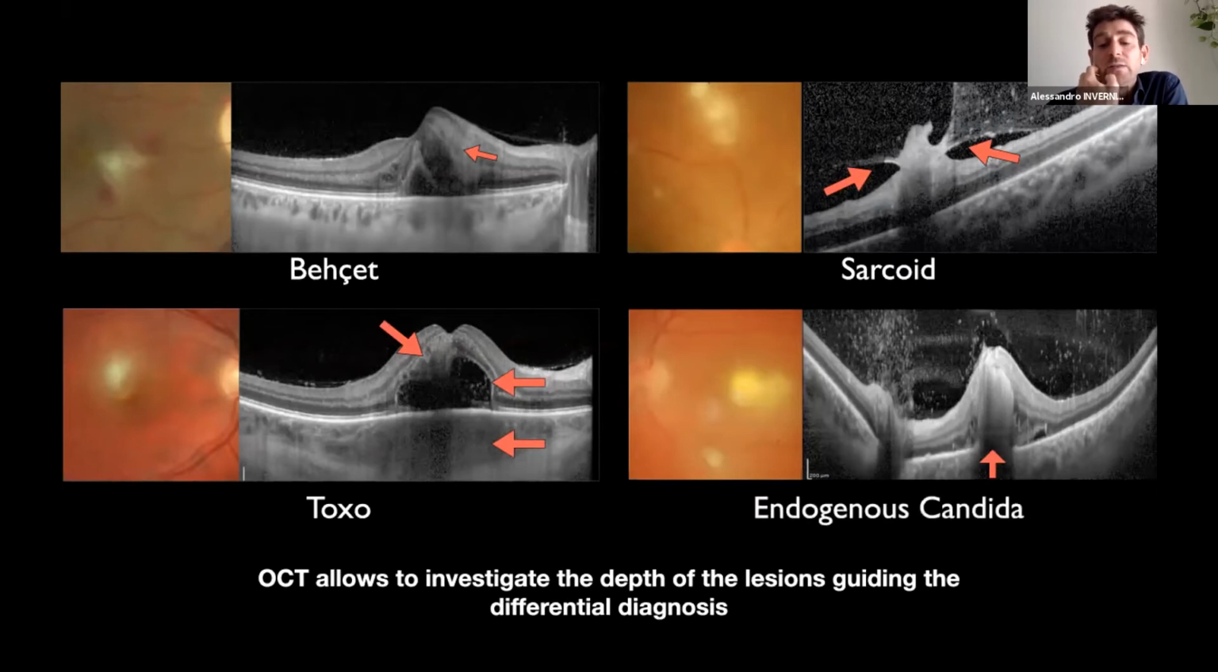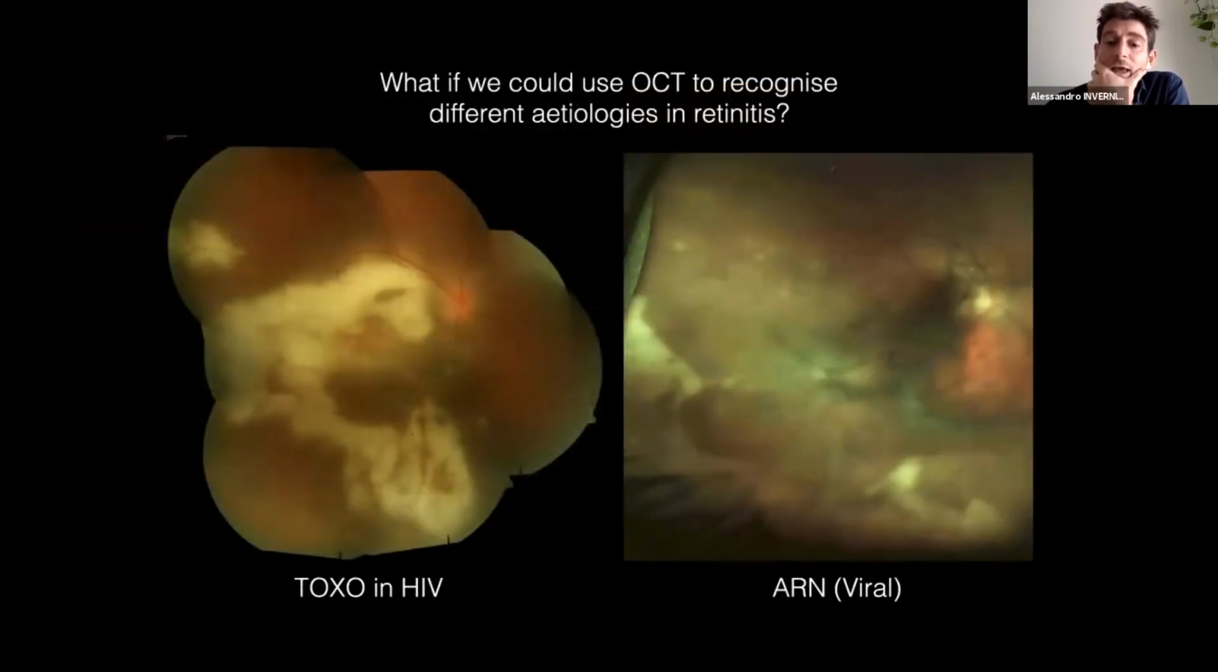And the last one is a patient with endogenous candida endophthalmitis. And here the fungi are growing from the choroid through the RPE underneath the retina, and they are heading towards the vitreous cavity. And of course, we can use these hints given by the technique to try to differentiate between different etiologies that look similar to each other.